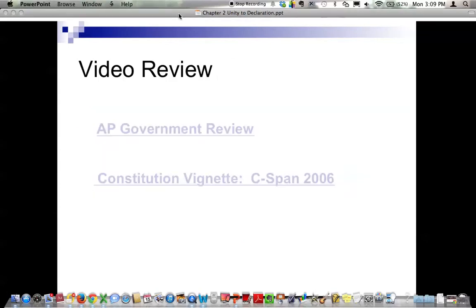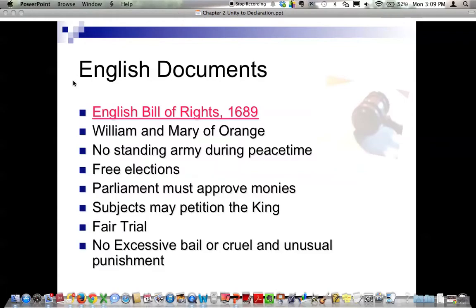The next document I'd like to look at is the English Bill of Rights in 1689. Again, signed by 2 leaders that came over after the Revolution in England when they ousted the kings, and Oliver Cromwell was leading. They brought over William and Mary of Orange.